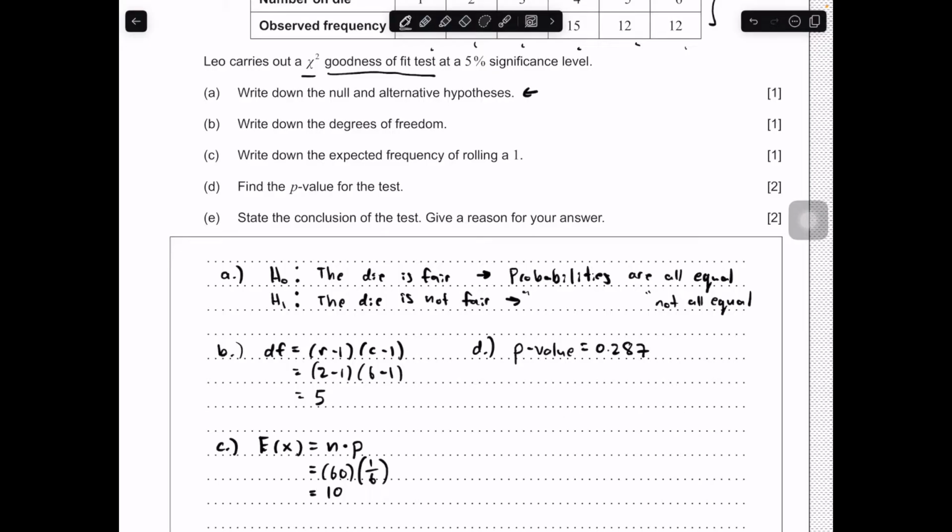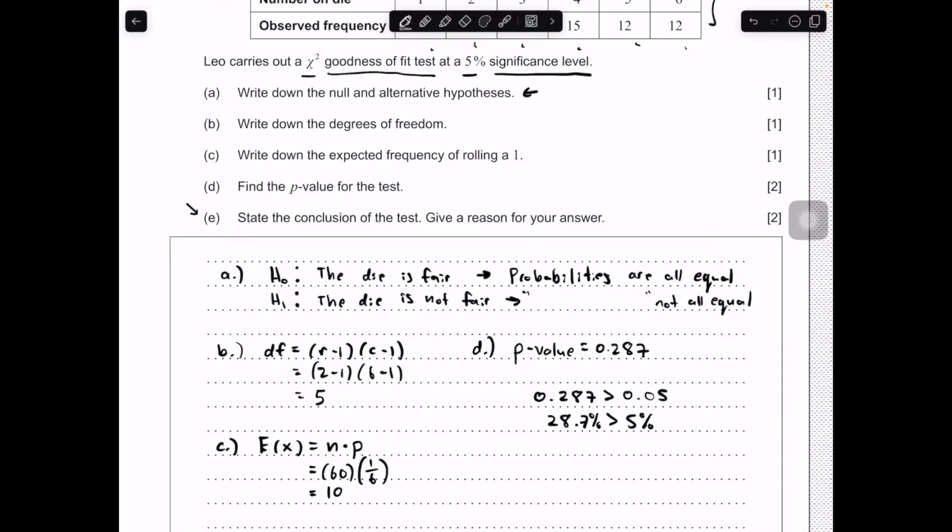0.287. State the conclusion of the test, give a reason for your answer. So conclusion of the test, sometimes they'll say in context. In this case, they're just asking for a conclusion. And then give a reason, justify. So we have a 5% significance level, and we have a p-value of 0.287. So what we could say is 0.287 is greater than 0.05, or similarly, 28.7% is greater than 5%.